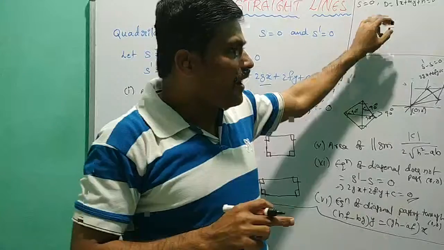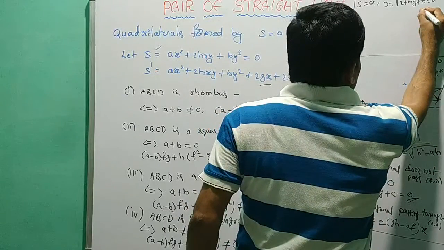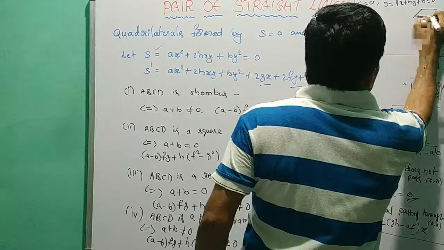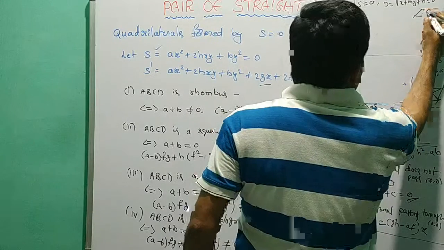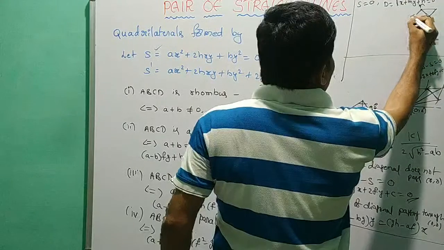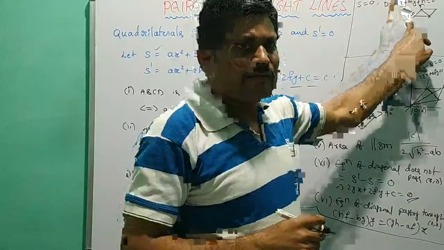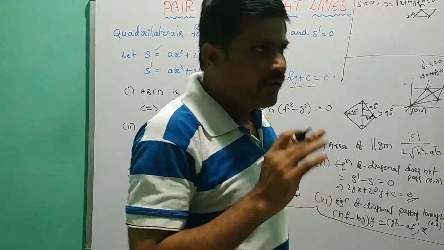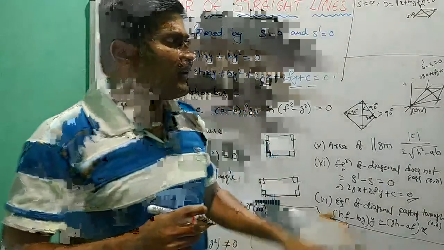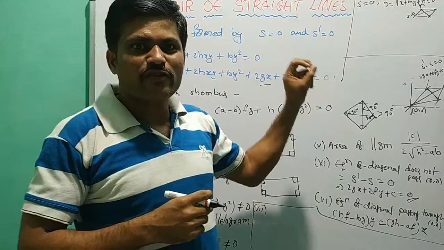Here the other diagonal of the quadrilateral, that is the parallelogram. Here we have to observe this, lx plus my plus n equals 0, combined. Now here one diagonal is given, and the other diagonal clearly does not pass through the origin. That required diagonal does not pass through the origin.